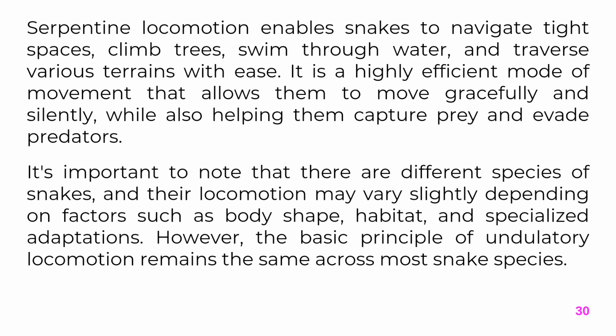Serpentine locomotion enables snakes to navigate tight spaces, climb trees, swim through water, and traverse various terrains with ease. It is a highly efficient mode of movement that allows them to move gracefully and silently, while also helping them capture prey and evade predators. It's important to note that there are different species of snakes, and their locomotion may vary slightly depending on factors such as body shape, habitat, and specialized adaptations. However, the basic principle of undulatory locomotion remains the same across most snake species.